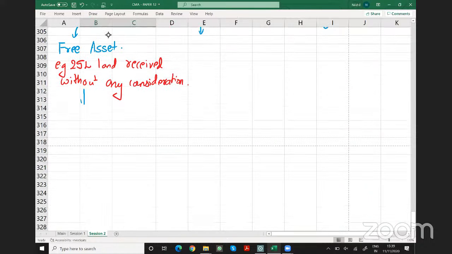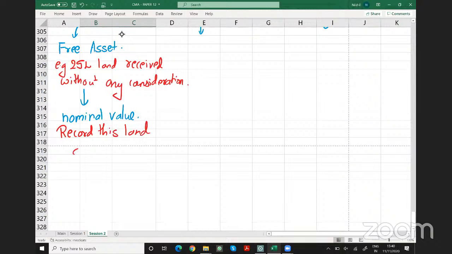This should be recorded at nominal value. Nominal value can be rupees 10, 100, 1000. Okay. So I will record this land at rupees 100, which is termed as my nominal value.